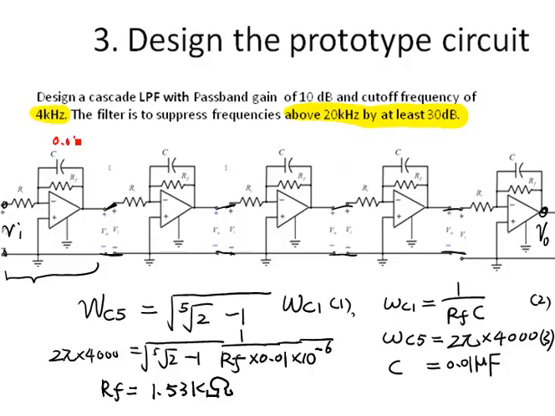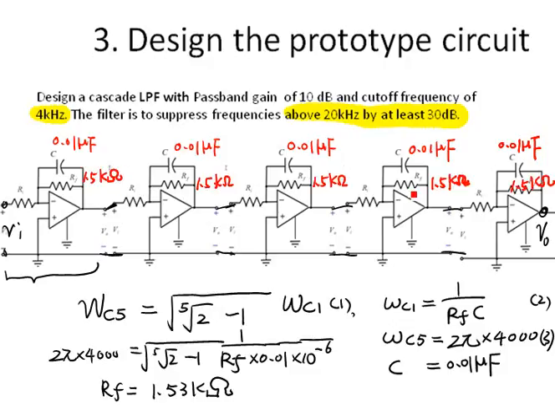So all the capacitance should be 0.01 microfarad. We have 5 resistors in this circuit, 5 capacitors in the circuit. For RF, we can use 1.5 kilo ohm resistor. So all the RF in the circuit, we can use 1.5 kilo ohm resistors.